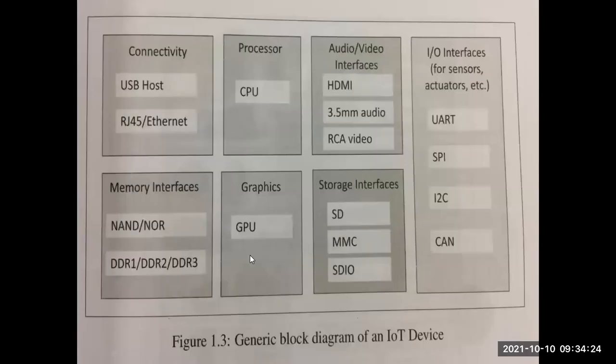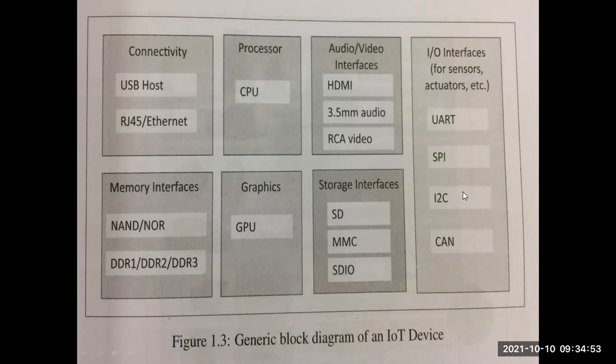This is a generic block diagram of an IoT device. It consists of connectivity, processor, memory interface, graphics, storage interface, audio/video interface, and IO interface. Okay, the IO interface is an input-output interface for sensors or actuators. It is input sensors and output actuators.